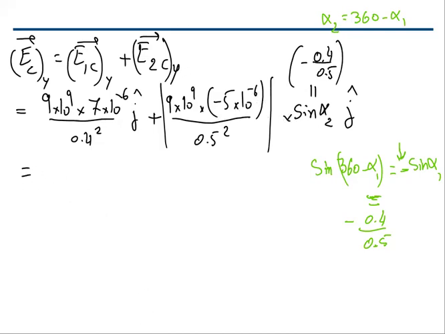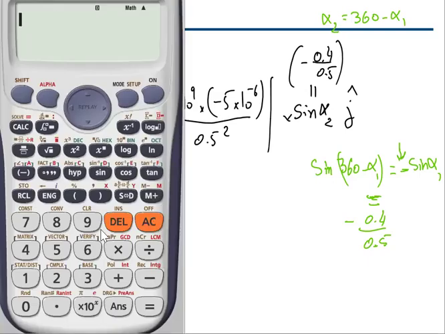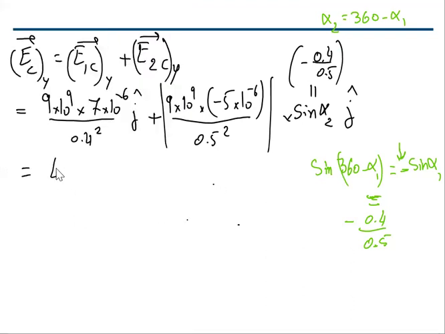So what will be the result? 9 times 10 power 9 multiplied by 7 times 10 power -6, divided by 0.4 squared. So it's 40 times 10 power 4 J.